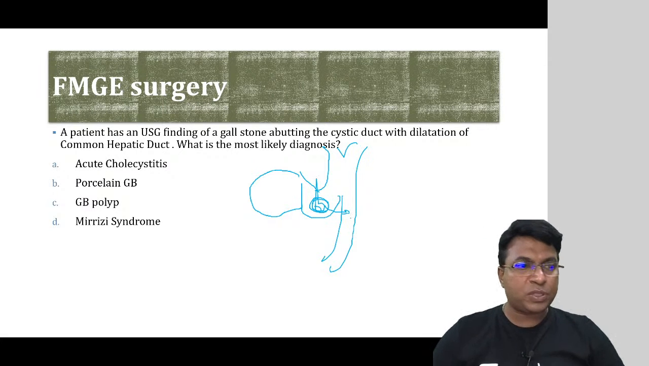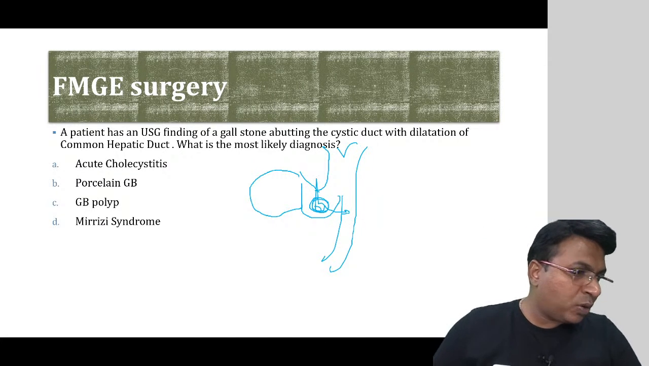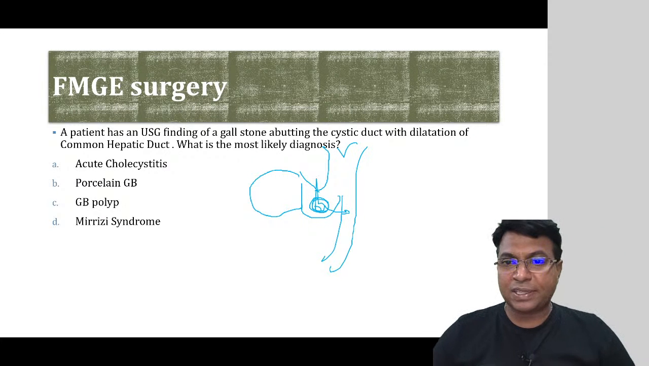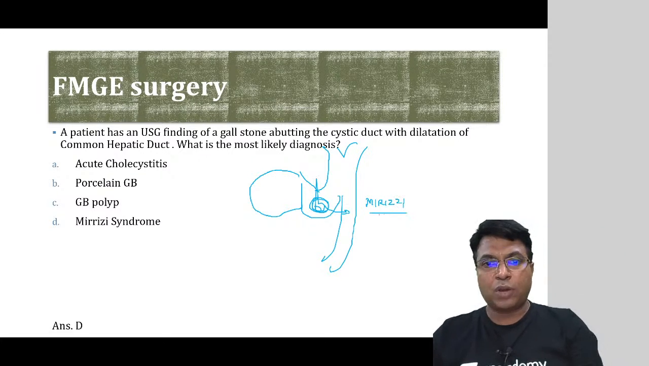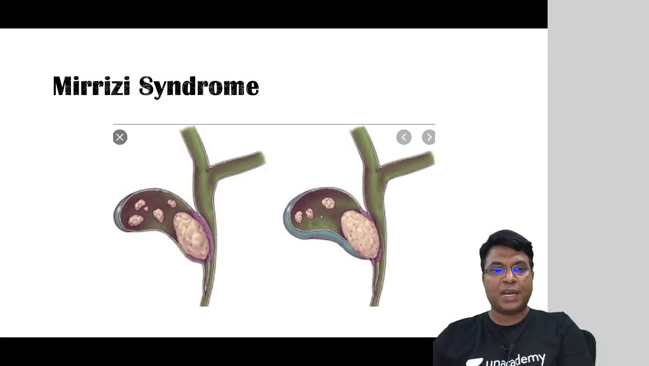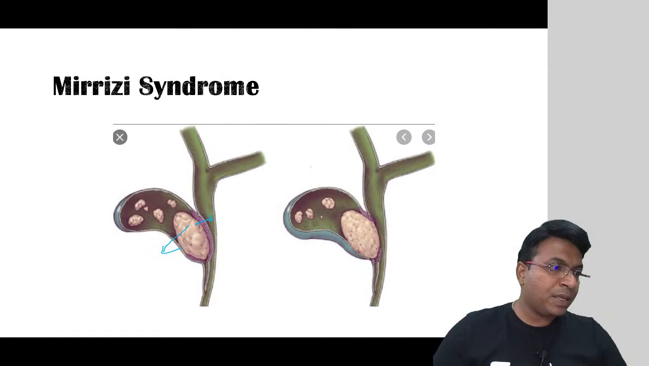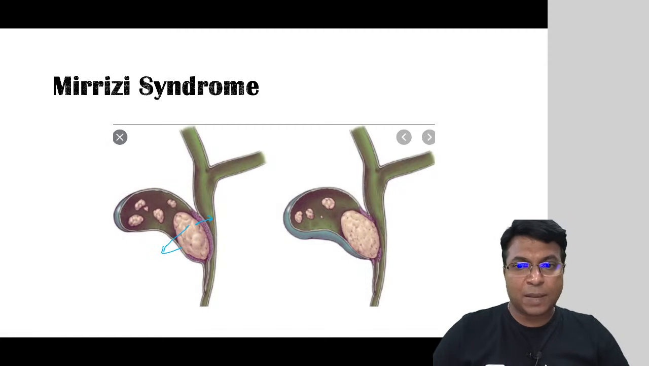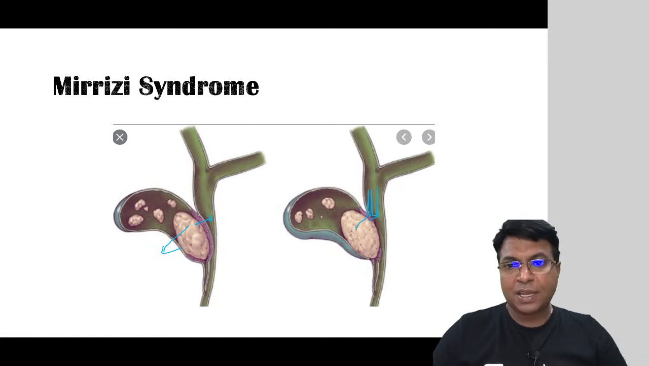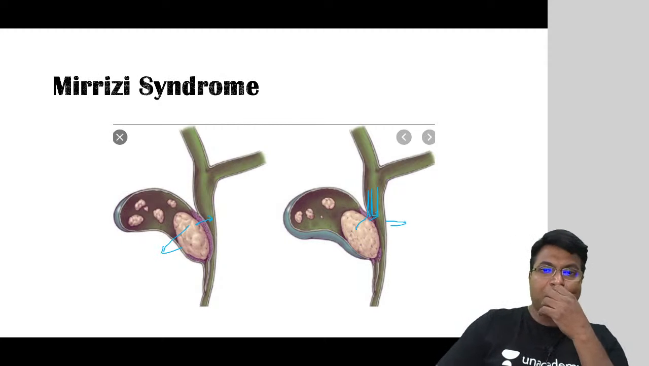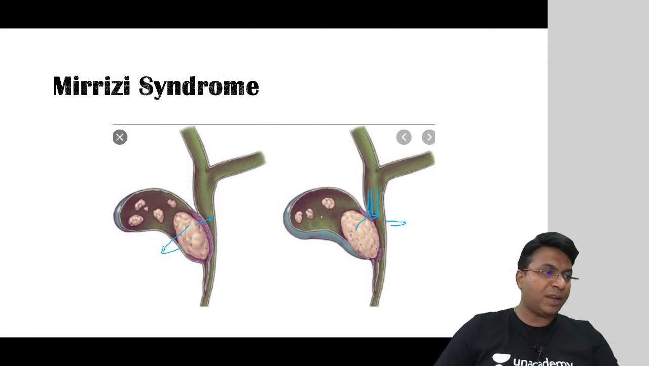So this syndrome is known as, very good, Rajinikanth, very good. It's perfect. That's Mirizzi syndrome. Please don't forget Mirizzi syndrome. You should not forget Mirizzi syndrome. Mirizzi syndrome is a condition in which a stone in the gallbladder will compress the bile duct and it will cause obstructive jaundice. The stone will compress and it will cause obstructive jaundice. Okay, this is the point here.